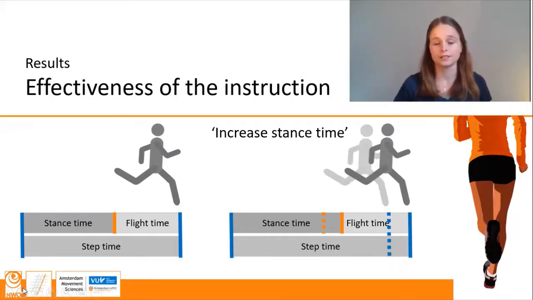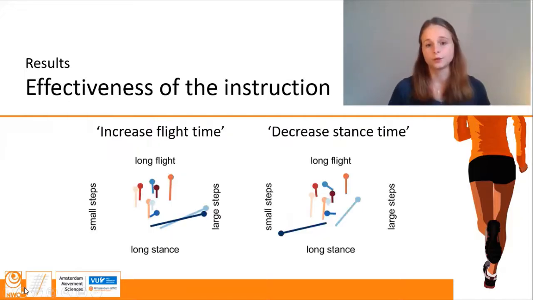The other method is to increase the stance time, but also increase the step time. In this method, not only the duty factor, but also the cadence is affected. In the dual axis framework, this means that the change is not only in the vertical direction, but also in the horizontal direction. So we plotted the location of the baseline and performance trials in the dual axis framework.